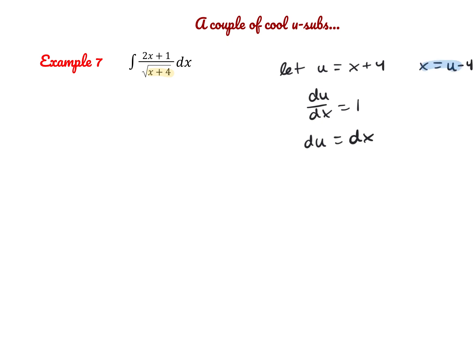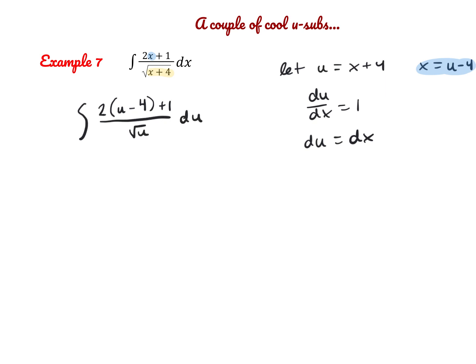So we can make this substitution for this x. This will be substituted with just u, and then we could replace the dx with du from our derivative here. So that will allow us to rewrite everything in terms of just u. So we have 2 times u minus 4 plus 1 over the square root of u du.